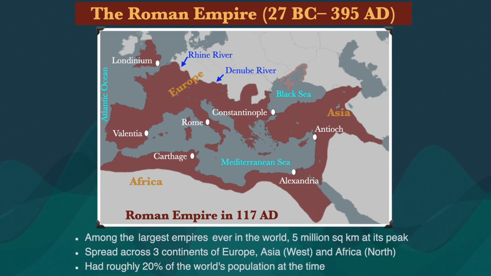Look at the map on the screen. The Rhine River, the Danube River, and the Black Sea marked the northern boundary of the empire. It touched the Sahara Desert in the south. The Iranian Empire was its neighbor in the east and it stretched up to the Atlantic Ocean in the west.